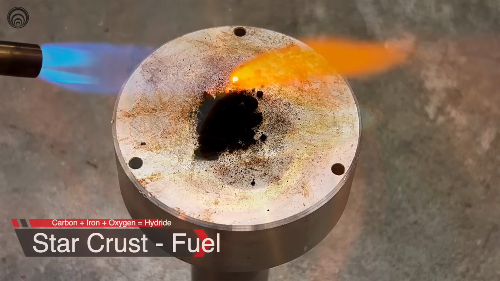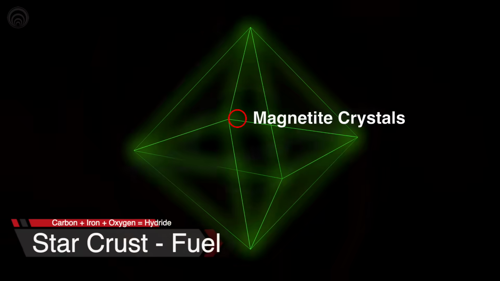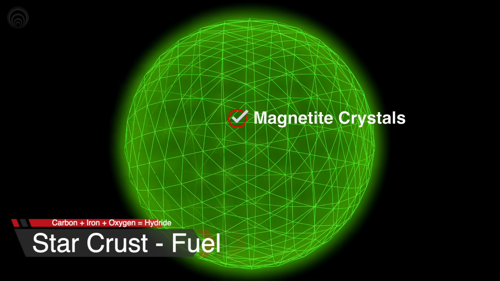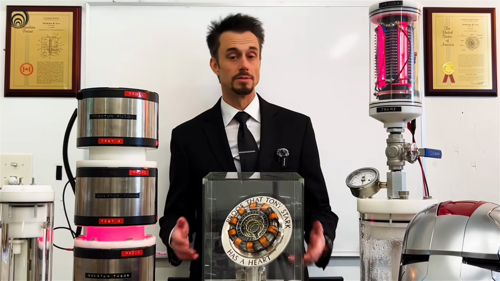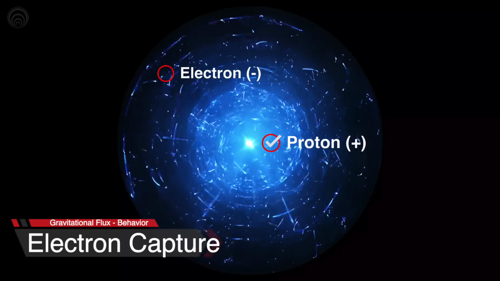And the more of this material you make and localize it, the stronger the magnetic field, the stronger the electrostatic field, and thus stronger magnetic/gravitational flux. The primary mechanism of a black hole is a thing called electron capture.